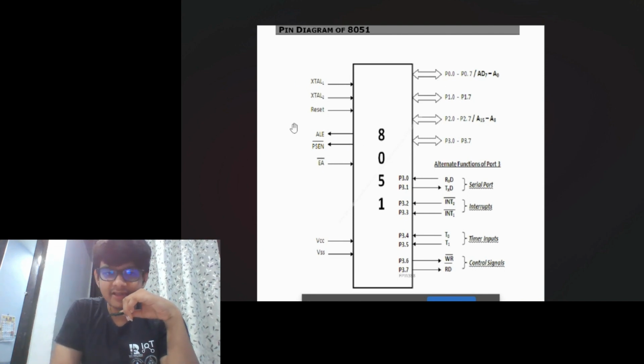I haven't explained this. Just forget about these two pins. These two pins help give the power supply to the 8051. This is positive. This is negative.